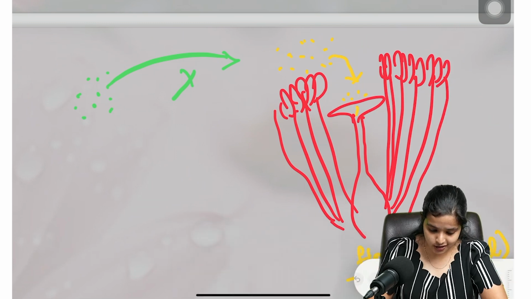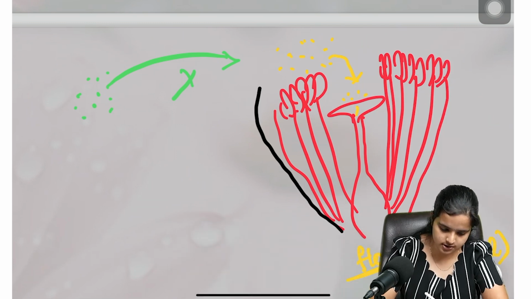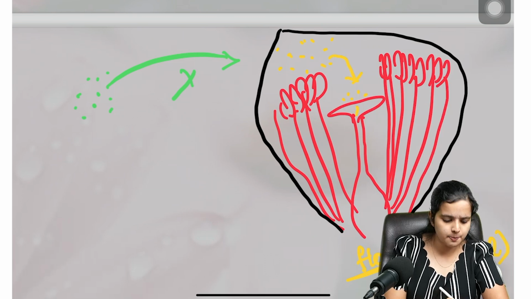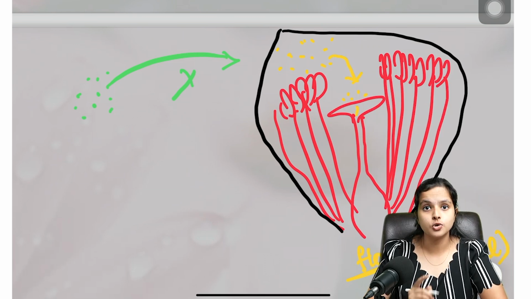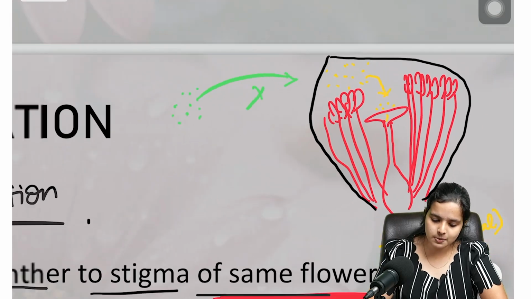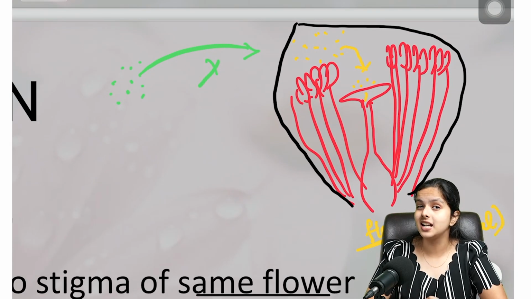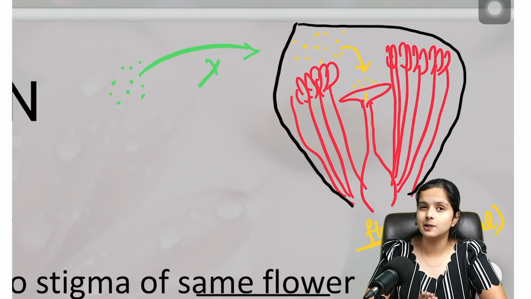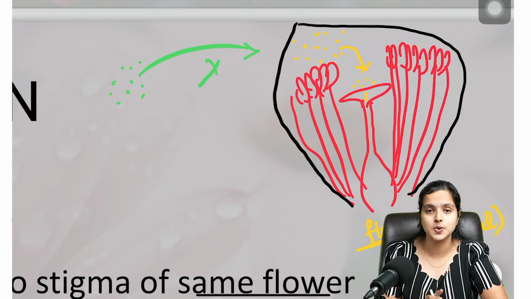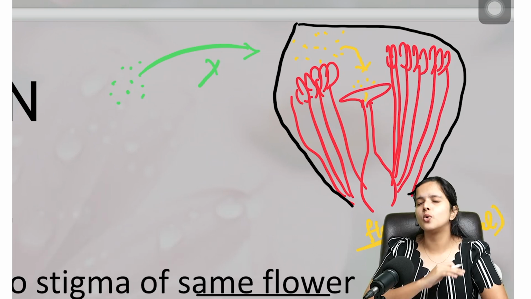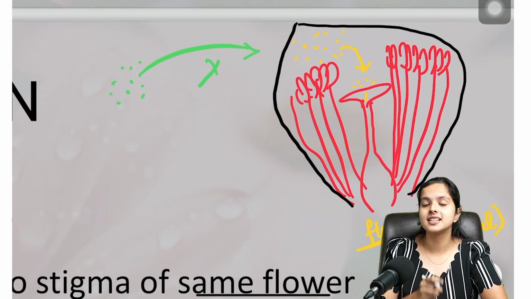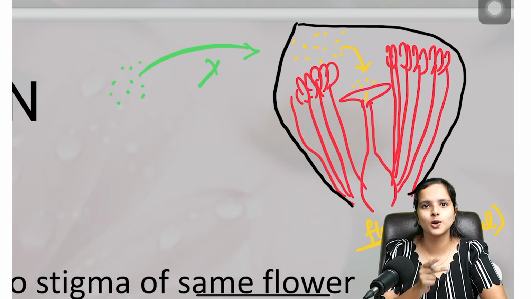If the flower is closed in some manner, will the pollen grain from outside ever be able to enter inside? No, right? So autogamy will be complete. So when will autogamy be complete? Autogamy will be complete in a bisexual closed flower. Do you agree with me? Autogamy is only complete if the flower is bisexual and closed.